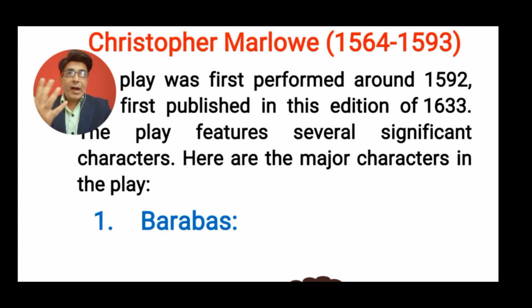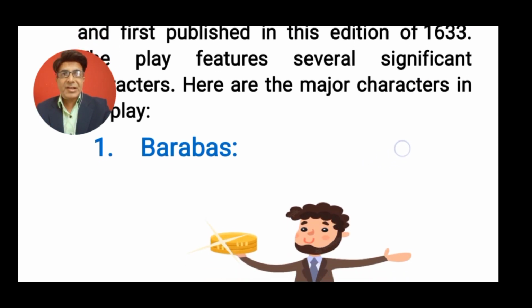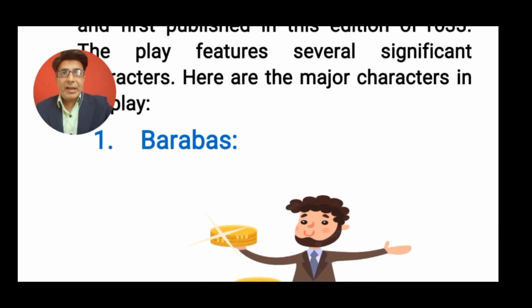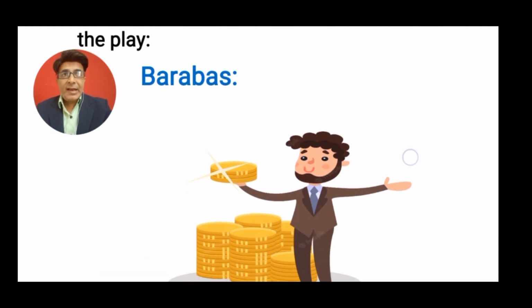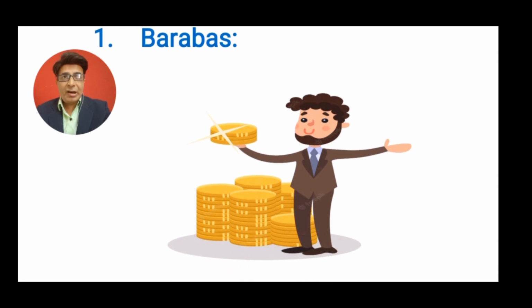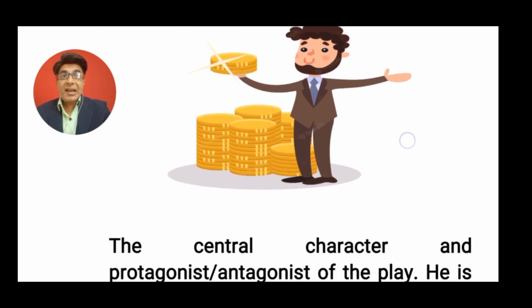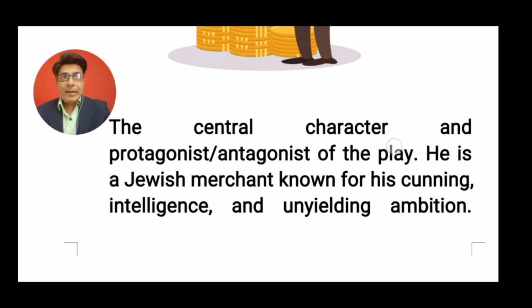Okay, there are five important characters presented by Marlowe in this play, and the protagonist, the most important character, the tragic hero of this tragedy is Barabas. As you can see in this picture, Barabas, the tragic hero of this tragedy, is in love with money. This protagonist is a Jewish character.